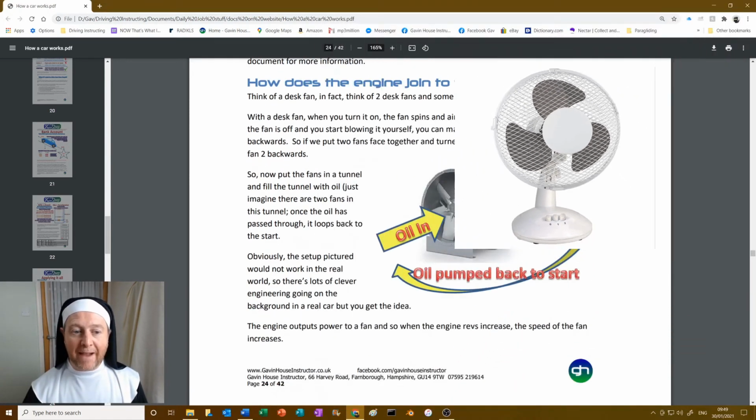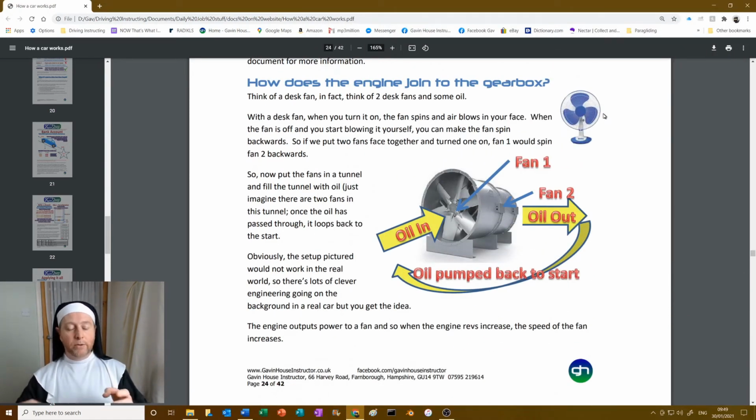So here's a desk fan. Now we all know that if you have a fan, it rotates and it blows air that way. But if I were to turn it around and then go and blow into the fan, it would turn the fan backwards. You've probably tried this with desk fans yourself. You just spin them up and they'll spin in the opposite direction.